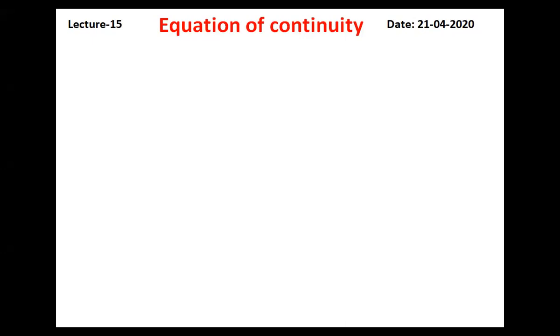Dear students, in our previous class, we studied the transport phenomenon in semiconductors, in which we saw the drift current as well as the diffusion current. Drift current is due to the application of an electric field, whereas the diffusion current is due to the existing concentration gradient. In today's class, we are going to understand an important concept, that is the equation of continuity.